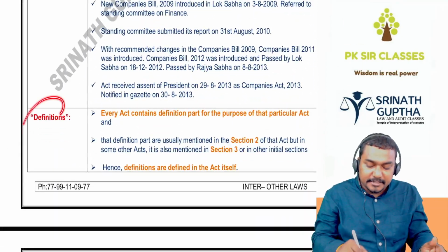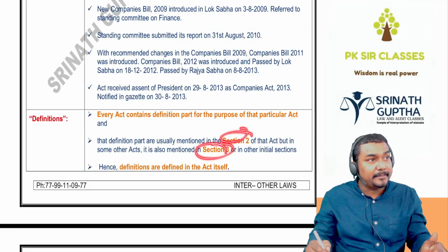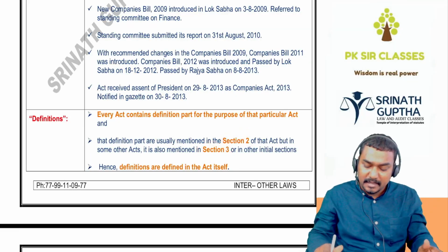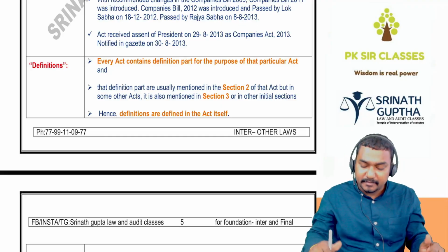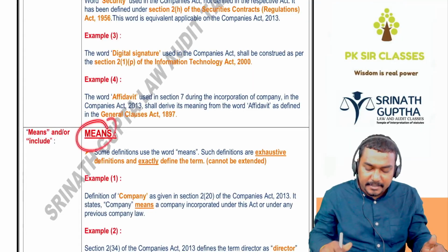Next, definitions. Definitions are given in Section 2 and Section 3 of every Act to define the meaning of the words used in that Act. And if the Act is silent, we will take it from the General Clauses Act. Definitions are of two types: means and includes.